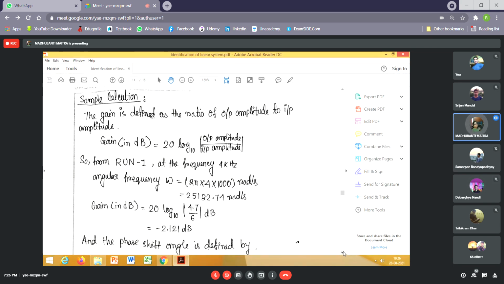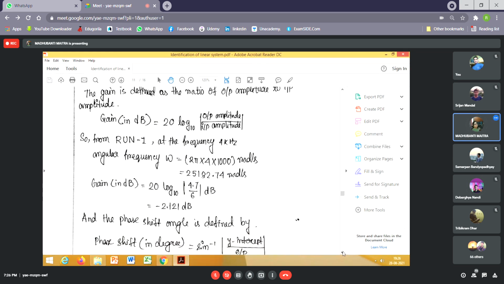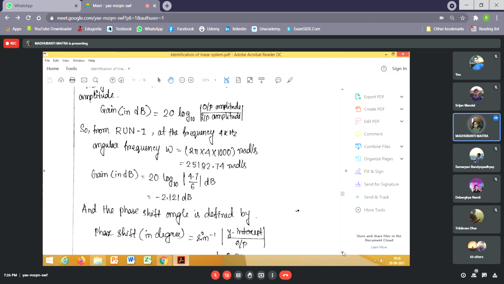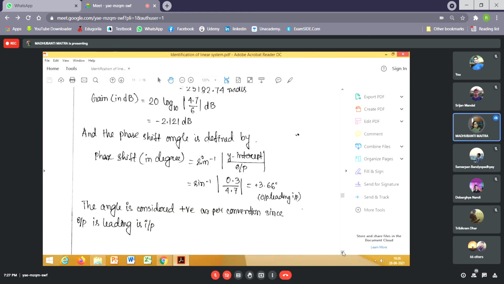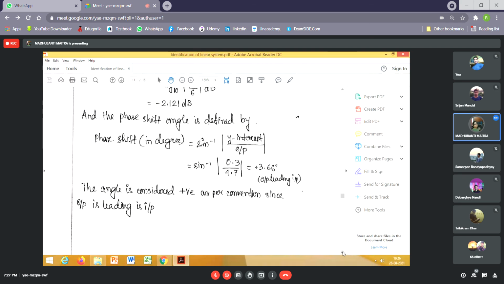You'll have to show one sample calculation like this. One sample calculation you'll have to present so that I can understand that yes, you have calculated all those values. Values are not arbitrary.